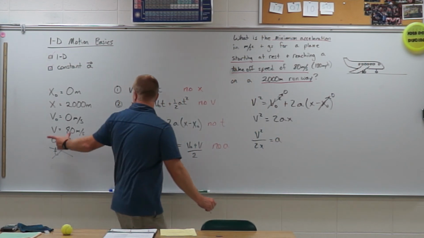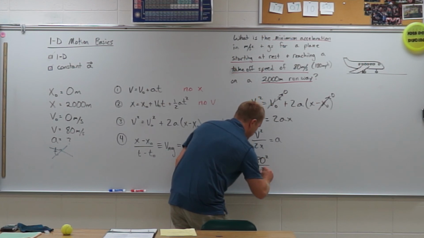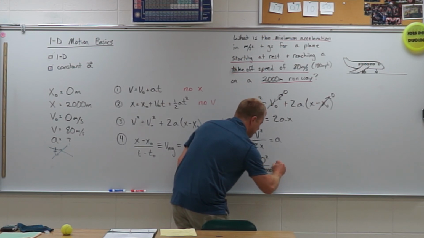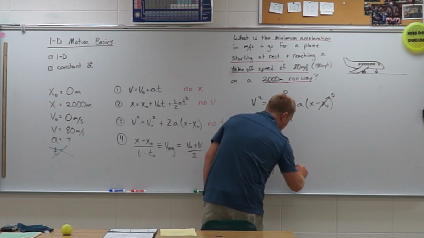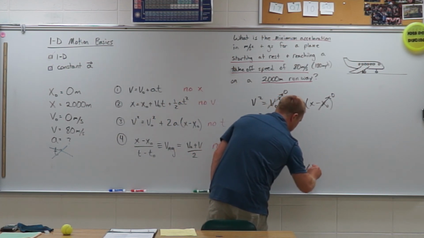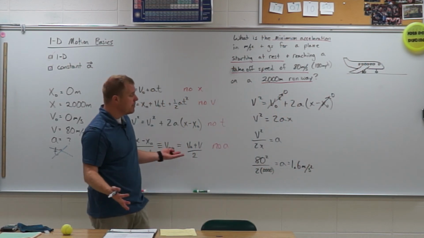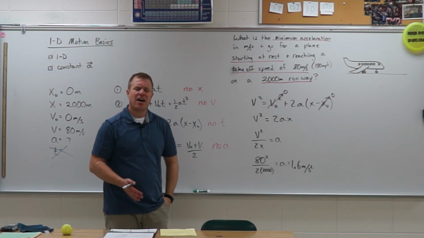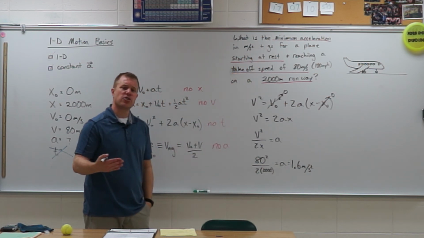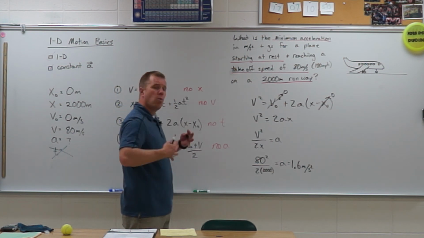At this point, I can plug in the numbers I have. So I have 80 squared divided by 2 times 2,000 will give me my acceleration. My acceleration comes out to be 1.6 meters per second squared. And so that would be the minimum acceleration required. It did also ask me to give it in g's. So this is just basically a different unit. How many times the acceleration of gravity here at the surface of Earth would that be?